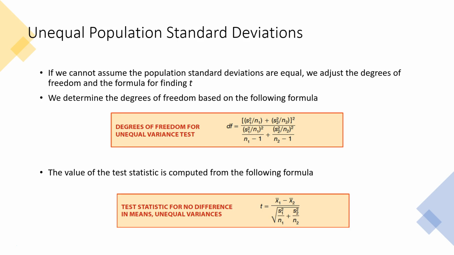If it's not reasonable to assume that the population standard deviations are equal, then we're going to use S sub 1 for the standard deviation of the first sampled population and S sub 2 for the standard deviation of the second sampled population, instead of using their population standard deviations. And then we have the values N1 to represent the number of observations from the first population, and N2 to represent the number of observations from the second population.